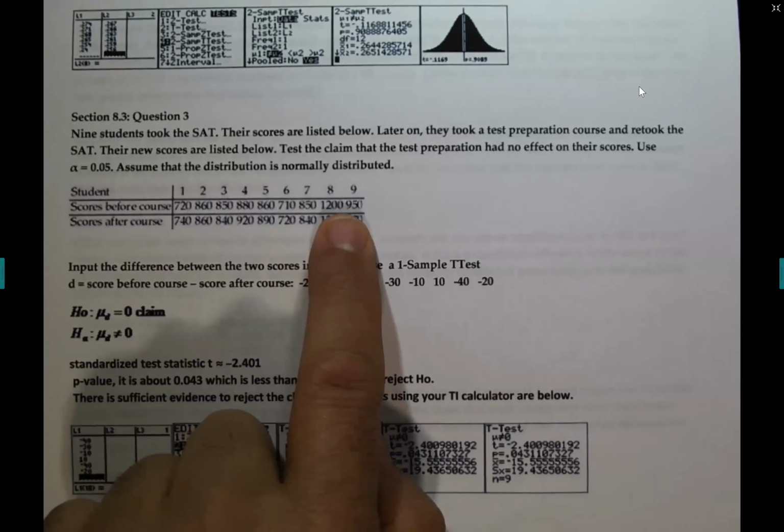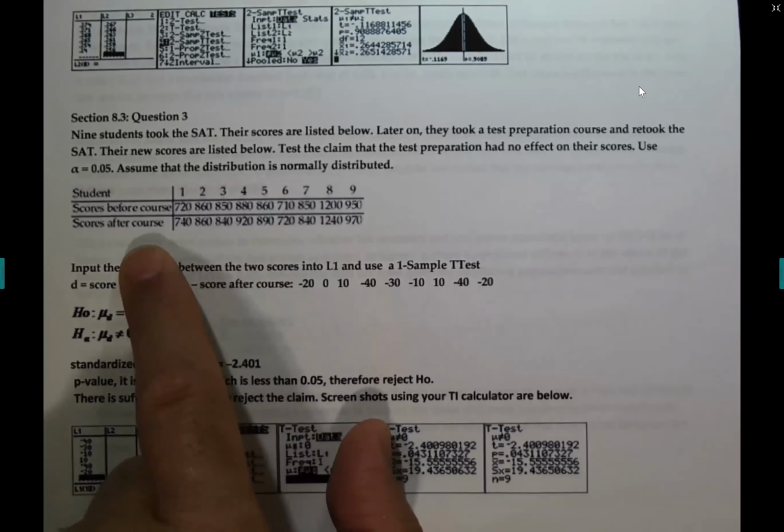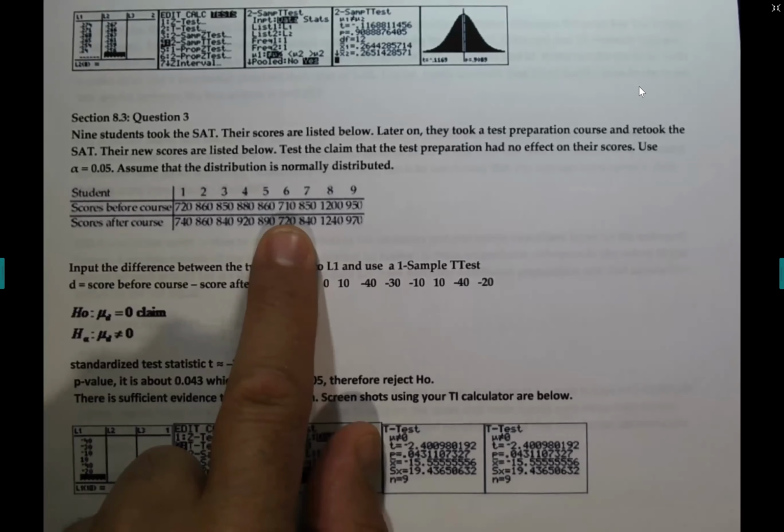9 students took the SAT. Their scores are listed below. So we have 9 students who took the SAT, and we list their scores right there. Later on, they took a test preparation course and retook the SAT. So the same students went through tutoring and another test preparation course and retook the SAT. These are the new scores after doing a test preparation.